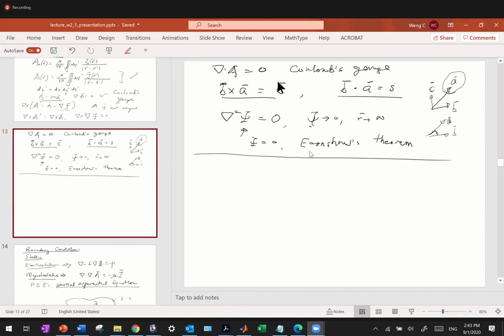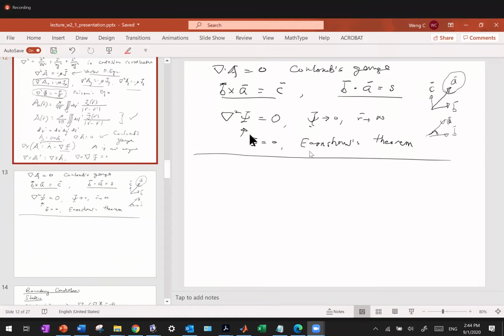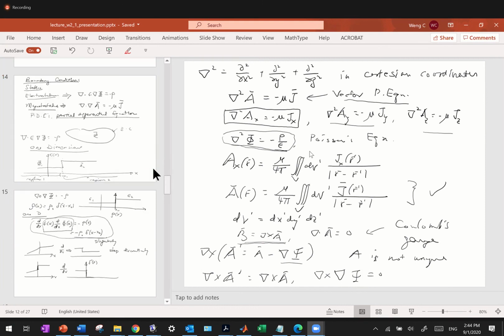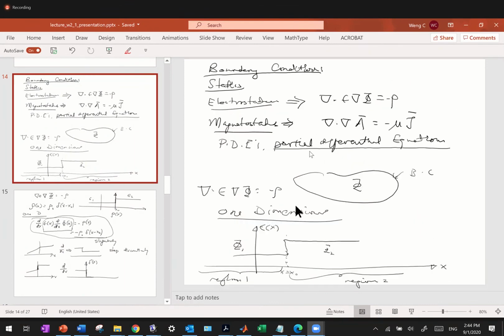Then you can tell uniquely what A is. That's the essence of Coulomb's gauge. And again, you can see that with Coulomb's gauge, uniqueness is guaranteed because the phi that you have to introduce can actually be made to go to 0. If you impose the Coulomb's gauge, this phi will also go to 0, so there's no non-uniqueness problem. And then we next go over to studying boundary conditions.